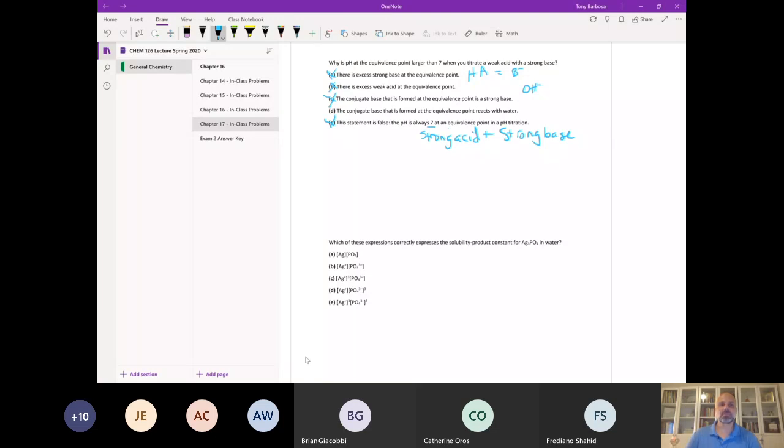And then the conjugate base that is formed at the equivalence point reacts with water. And that's what we talked about in the last slide, right? You have your conjugate base, your A minus, reacts with water and gives an equilibrium to form the acid plus hydroxide ions, which affect the pH of the solution. All right, if you're not understanding why the answer was D, please, again, set up time to meet with me. Questions on that problem?